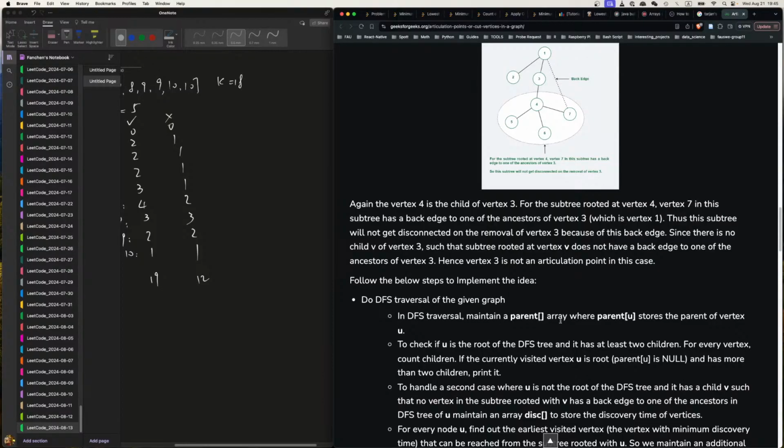Maintain a parent array where parent[U] stores the parent of vertex U, to check if U is the root of the DFS tree. For every vertex, count children. If the currently visited vertex is a root and has more than 2 children, print it. I still don't understand this.